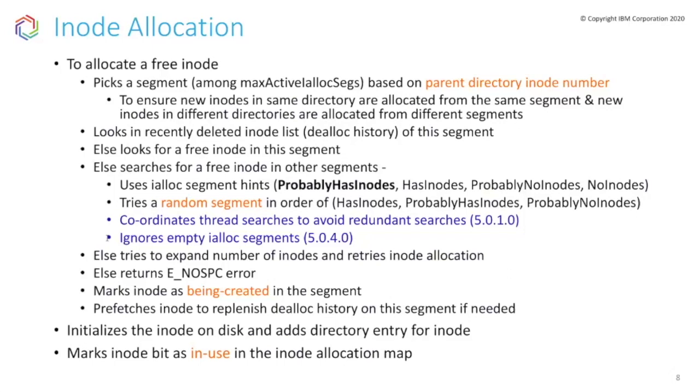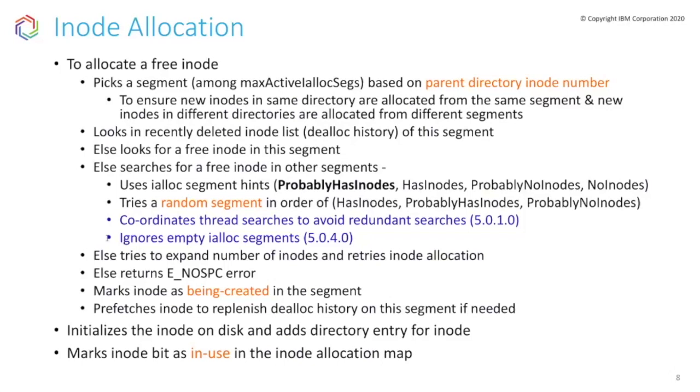So we maintain what is called a DLOC history. It's just a list of deleted inodes per segment. It's important that we keep this for each segment because there's no point in looking into the DLOC history of another segment and reusing that. We are looking to allocate an inode from this particular selected segment.